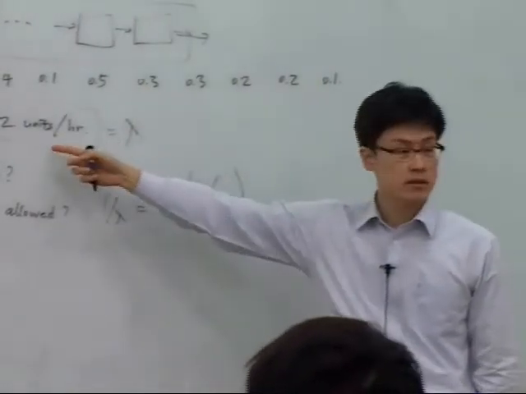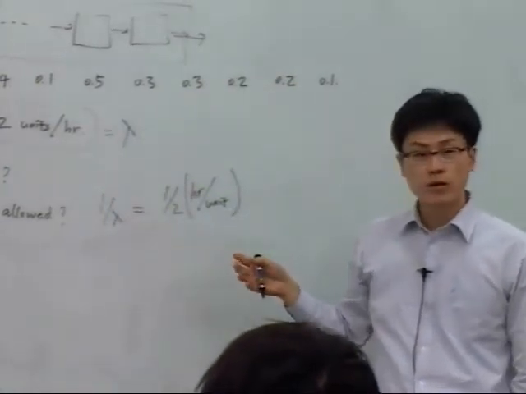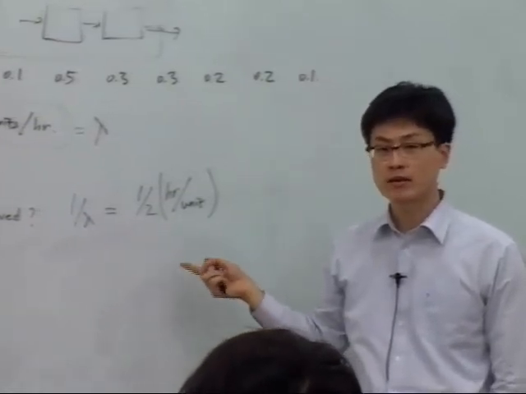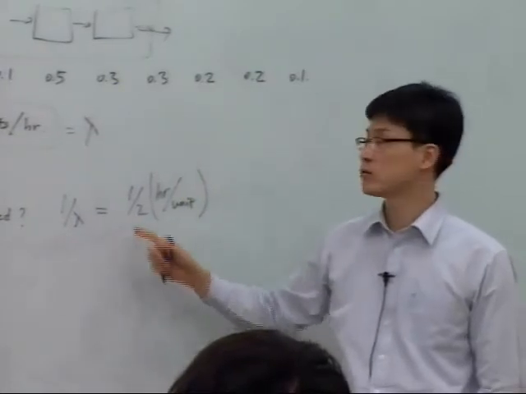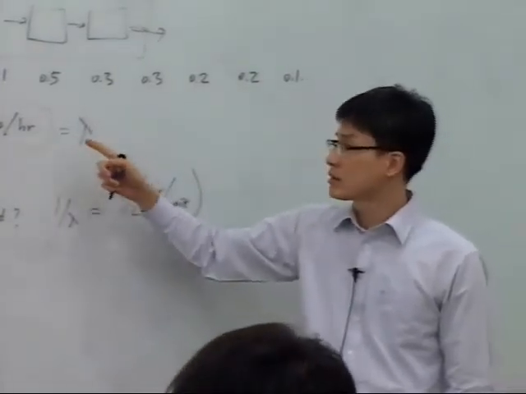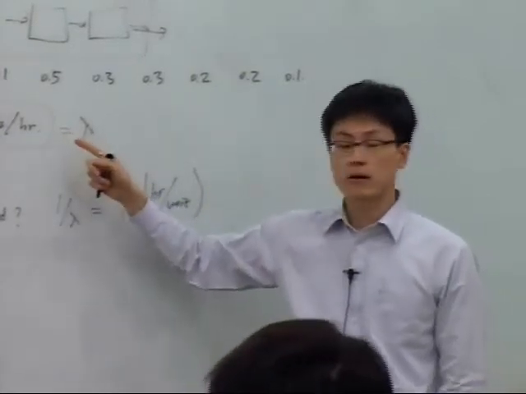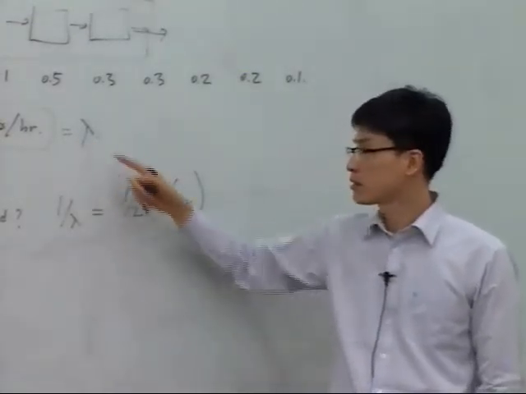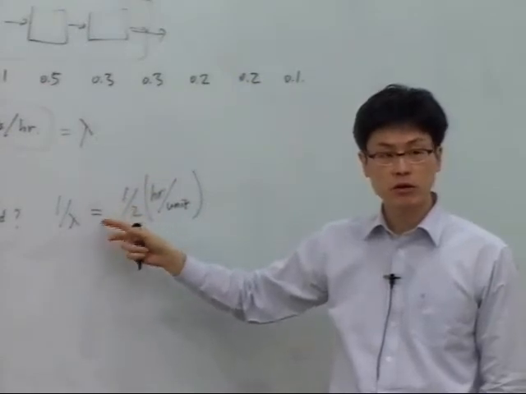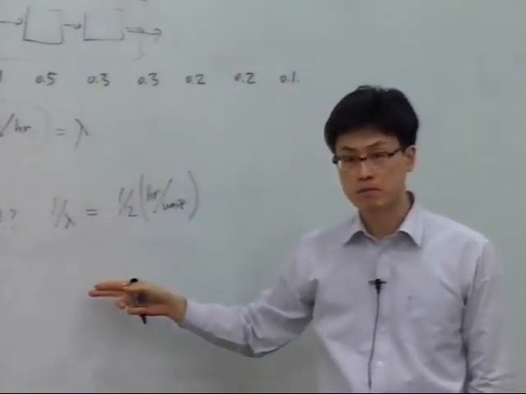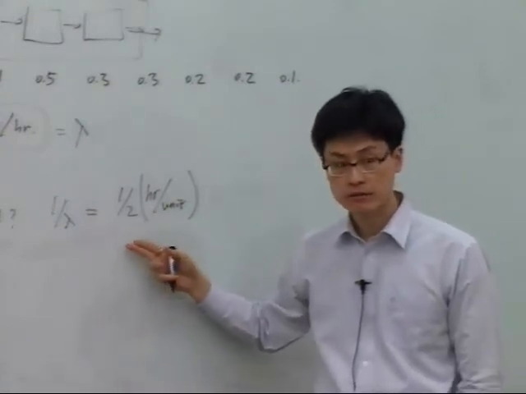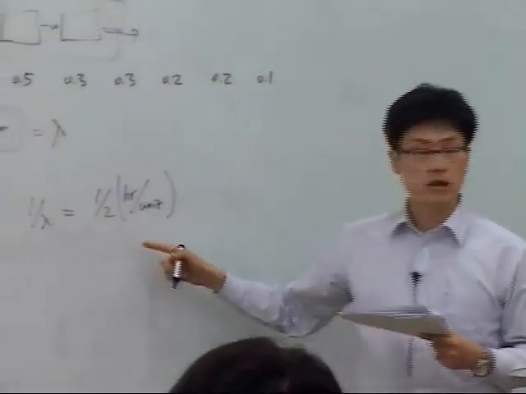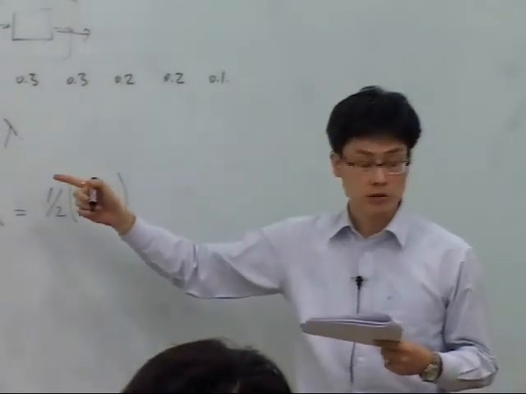In order to make this possible, you have to produce a thing in 30 minutes, no matter what. If you exceed this cycle time, then you cannot make this. Think very carefully. This is the minimum required lambda, and you take the reciprocal value, so minimum now changes to maximum, right? So it's the maximum cycle time allowed. If the cycle time is longer than this, you cannot make 2 units per hour.